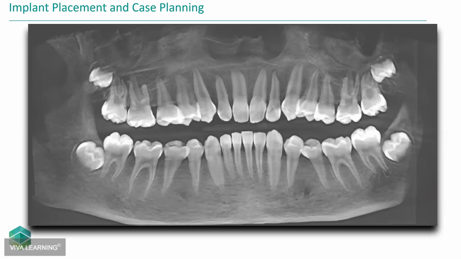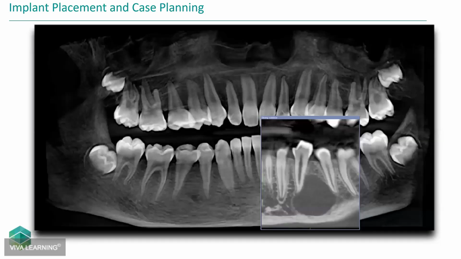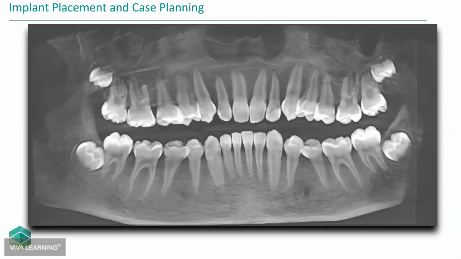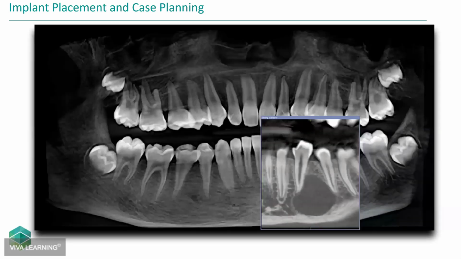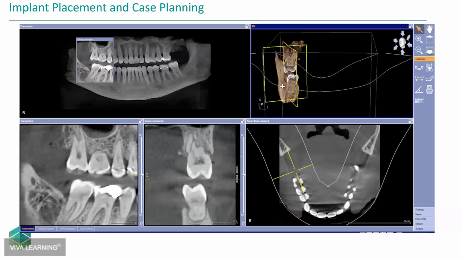Not only does it give you good imaging, it also shows you things that you would not have seen. This is an example of a case where we found there was a large abscess discovered when the previous x-ray looked like everything was fine. You can see a lot of things in 3D x-rays that you would never have found otherwise. You can find things like small root fractures.